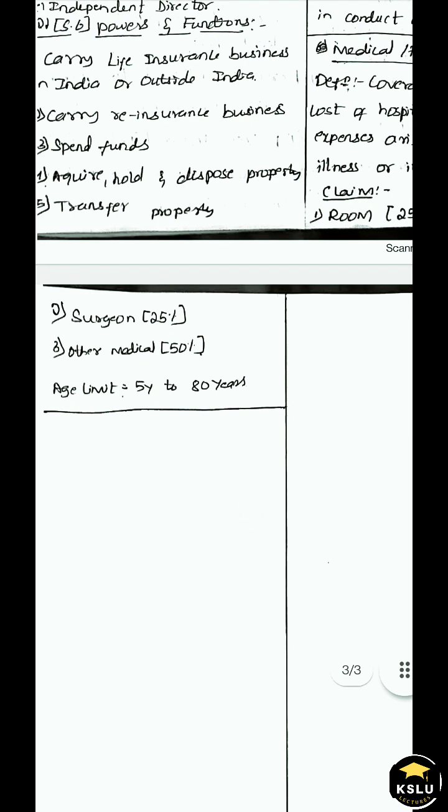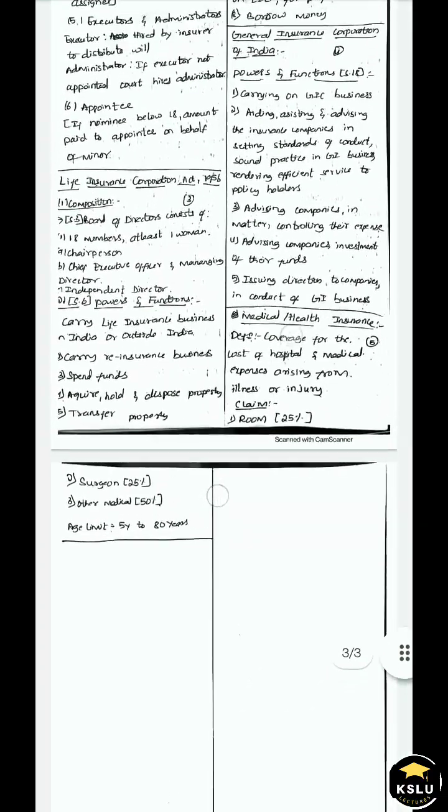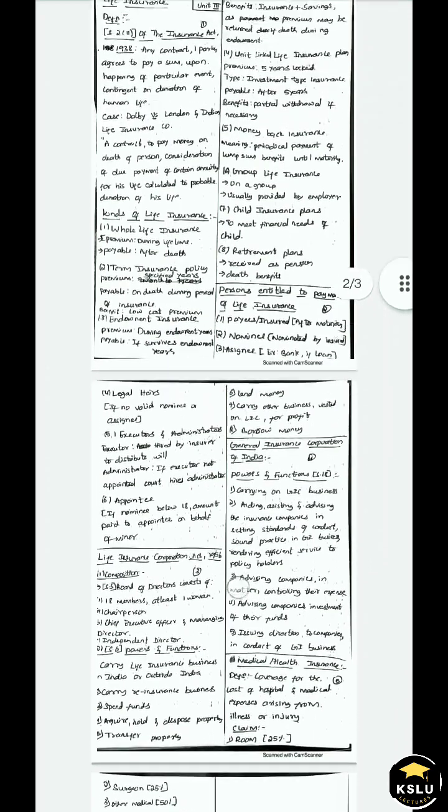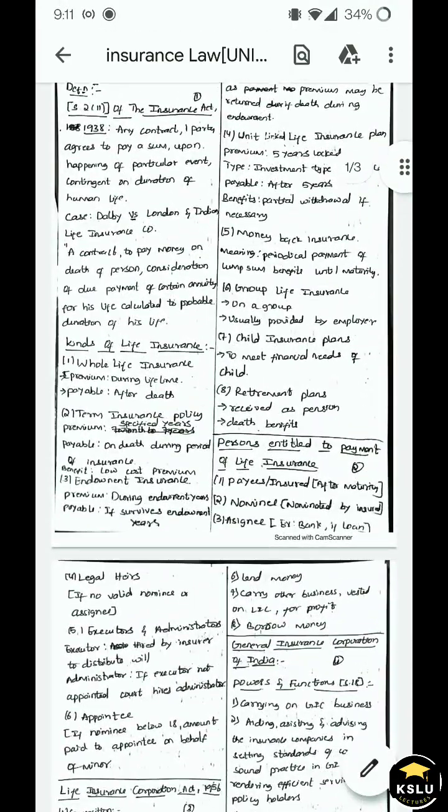The age limit to take medical insurance is from 5 years to 80 years. So this is the third unit of insurance law.